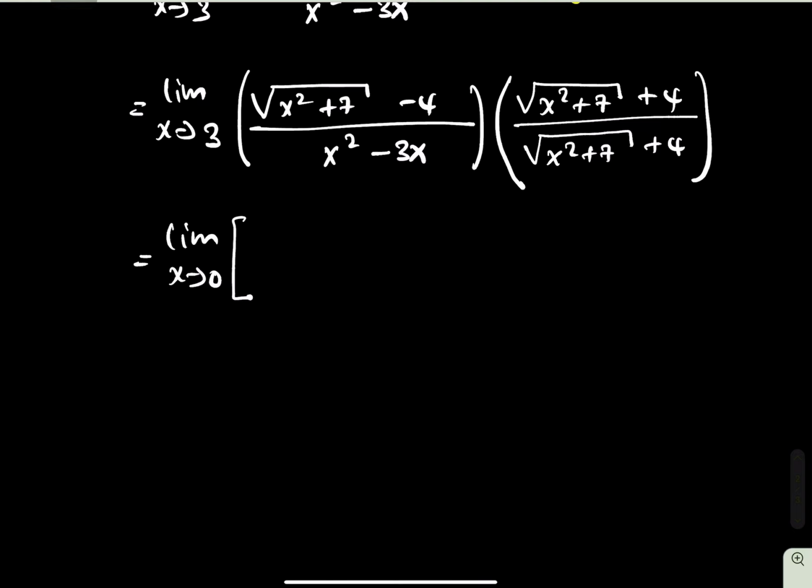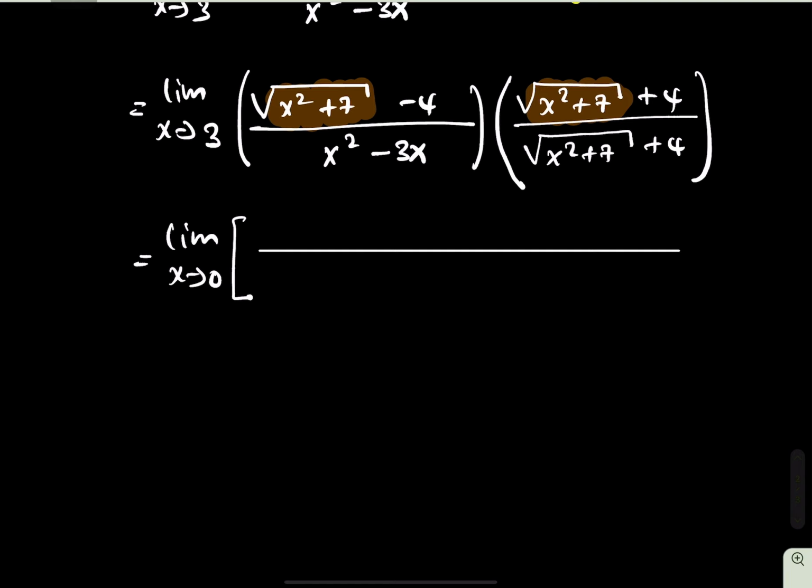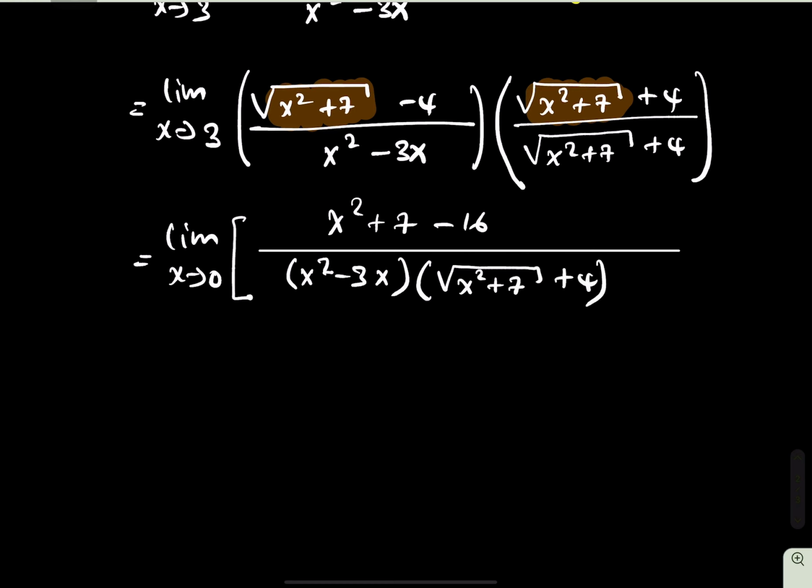Check. In the numerator, if you multiply this situation here, it is going to be x squared plus 7 and then minus 16. So I'm going to just write this line here that, first thing first, I'm going to get x squared plus 7 minus 16. I also have x squared minus 3x. This is x squared into the square root of x squared plus 7 plus positive 4 there. You can really reduce this one a bit, and then you close that.